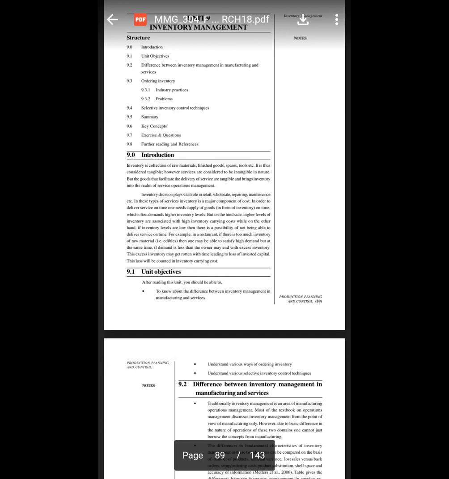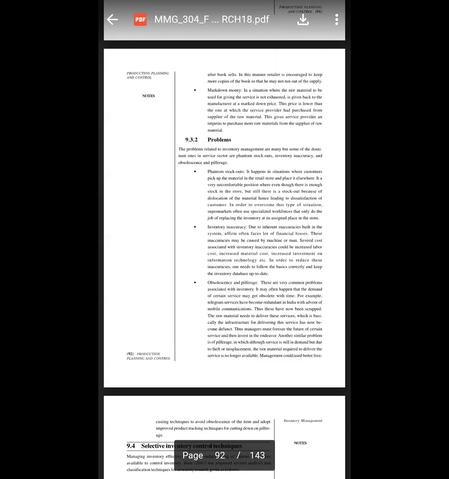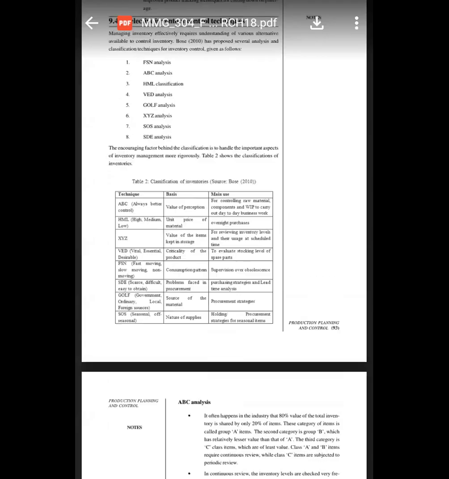Inventory management plays a vital role in retail, wholesale, repairing, maintenance, etc. Inventory management is an important component of cost. In order to deliver on time, one needs a supply of goods in the form of inventory, which often demands a higher inventory level. So inventory management plays an important role in balancing product availability and cost. There are lots of things we need to discuss about inventory management, and we will discuss them in the upcoming lecture.